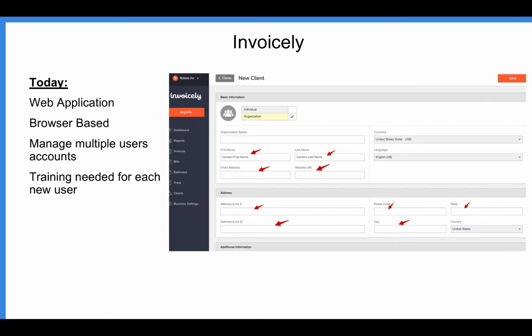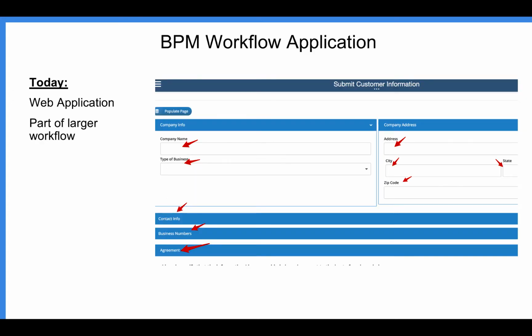The second application they will use is Invoicing. This is a web-based application that allows them to create new invoices, and they have to create the vendor first. So multiple users have to access the account, and as usual, they have to be trained on the new use case as well. The last application that they will interact with is the BPM Workflow application. This is basically a web application as well, and it's part of a larger workflow, and they're going to copy the same information from the first screens into these screens as well, so we have repetitive action.